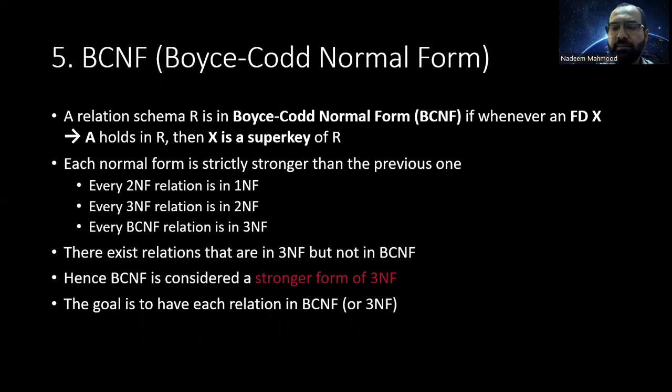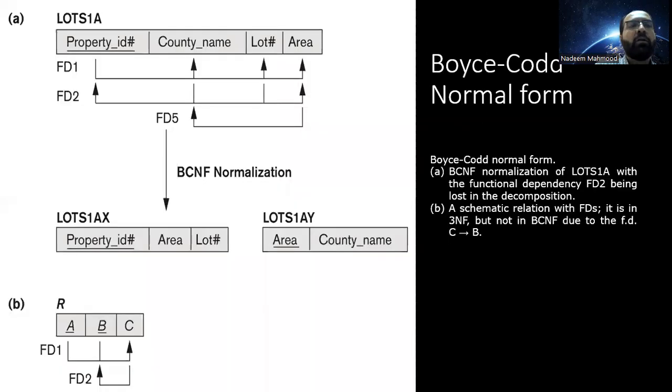It might be possible that in some cases the relation obeys the third normal form definition, but actually it violates the Boyce-Codd normal form. So therefore we can say that BCNF is stronger than 3NF. Here we have one example.